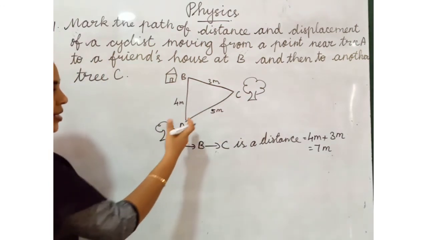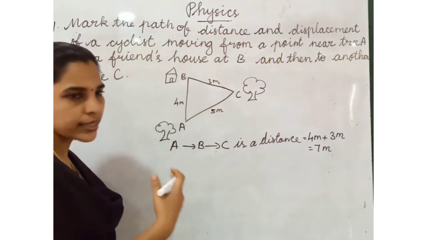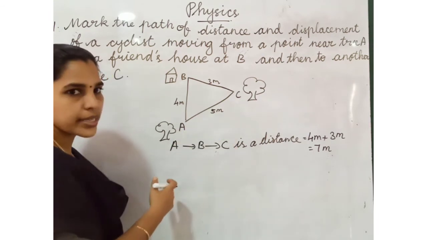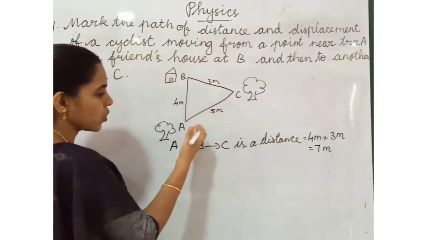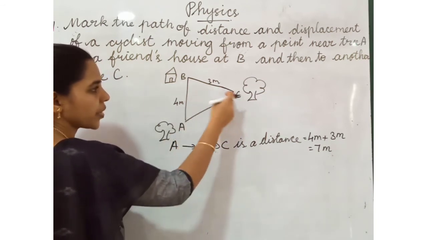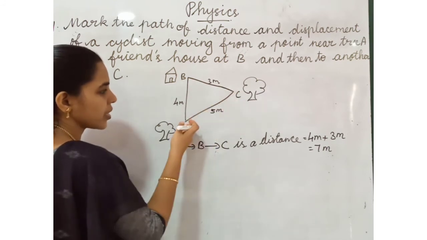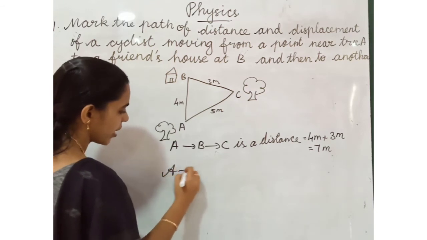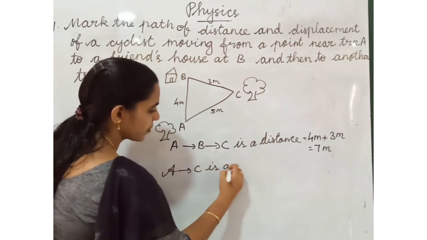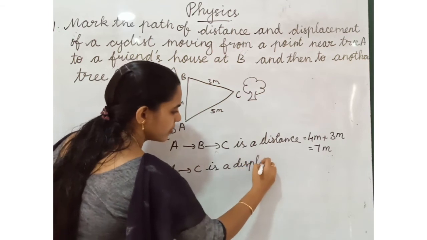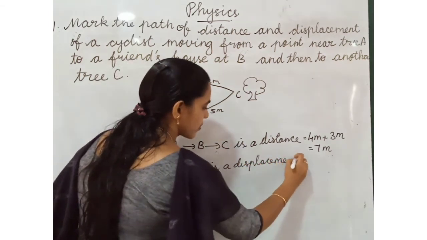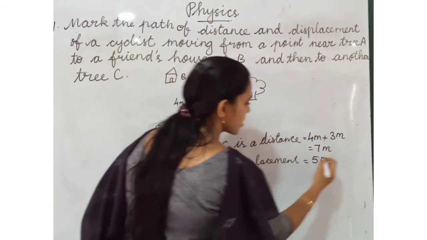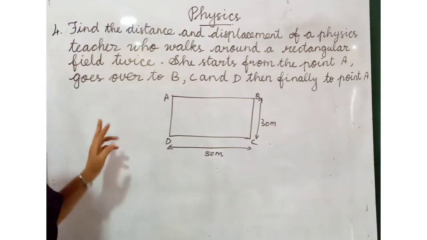So displacement means it has a magnitude and direction. The distance has only the magnitude, but the displacement has magnitude and direction. So the boy is moving to C. It will be the direction from A to C. He is moving in a straight line. A to C is the displacement. So what is the value? From A to C, 5 meter. This is the displacement.